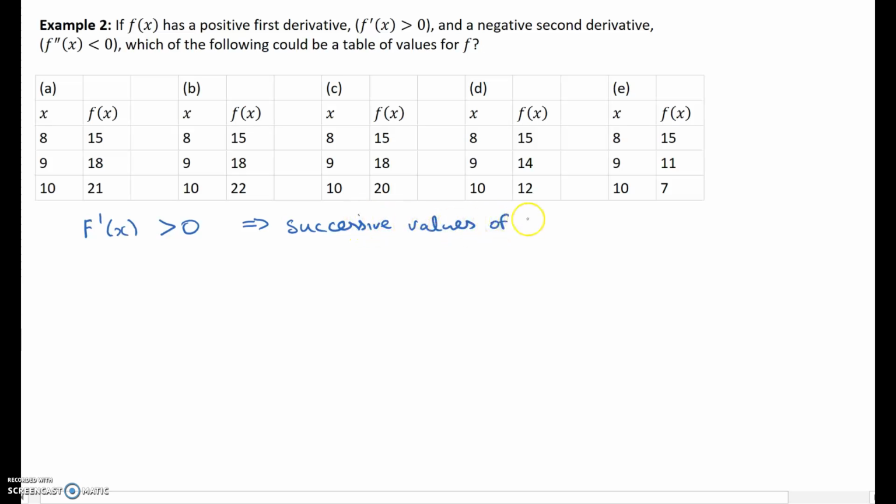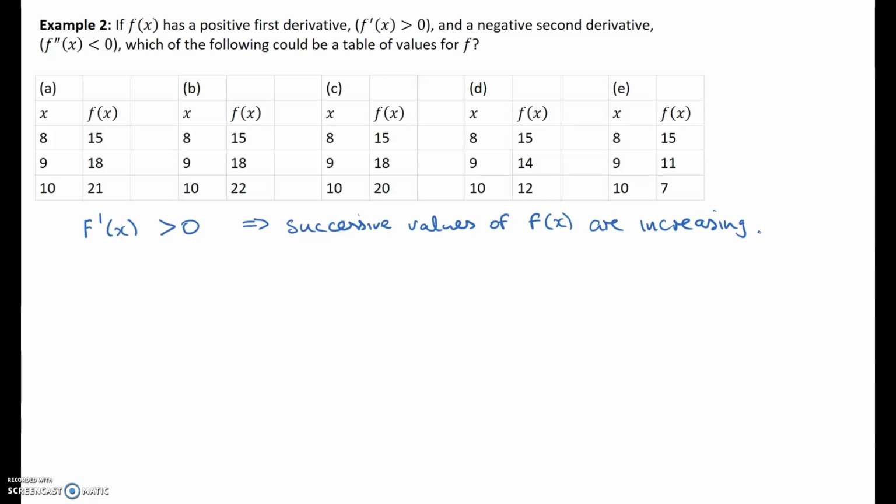of f of x, so f prime of x gives you information about whether f of x is increasing or decreasing. If f prime of x is positive, then successive values of f of x are increasing. Okay, so we have to be pretty clear about that. If f prime of x is positive, is greater than 0, then f of x is increasing.